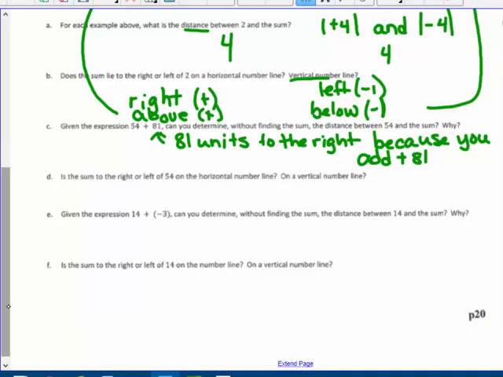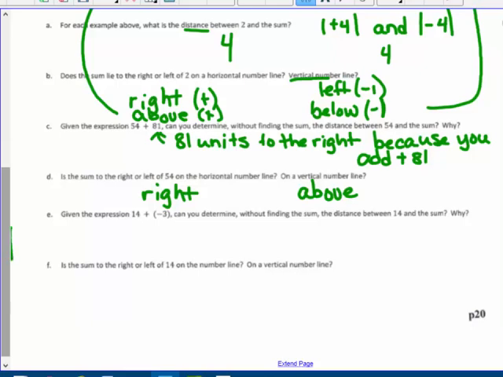Is the sum to the right or left of 54 on the horizontal number line? Well, it would be right, because I'm adding a positive 81. On a vertical number line, it would be above. Yes, 135 would go way up, so it would be above because I'm adding a positive 81.